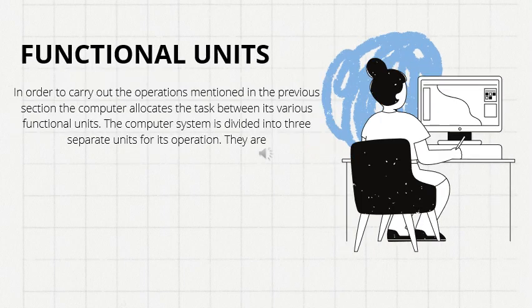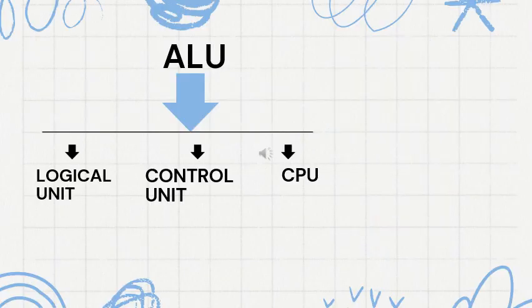Let's discuss functional units. In order to carry out the operations mentioned in the previous section, the computer allocates the task between its various functional units. The computer system is divided into three separate units for its operation. They are the arithmetic logic unit, control unit, and CPU. The above diagram shows the block diagram of the CPU, which contains the arithmetic logic unit and control unit.